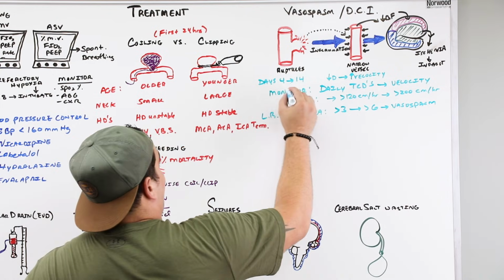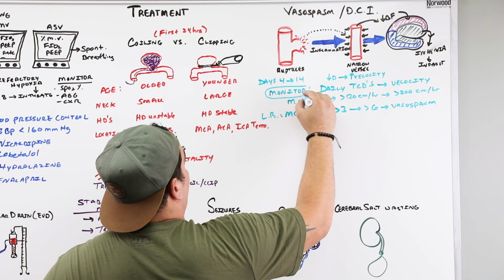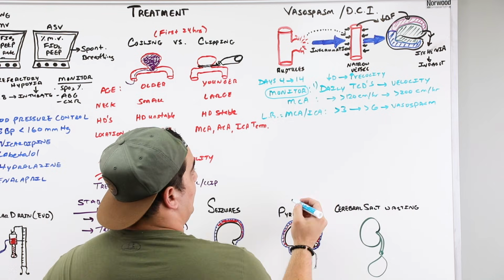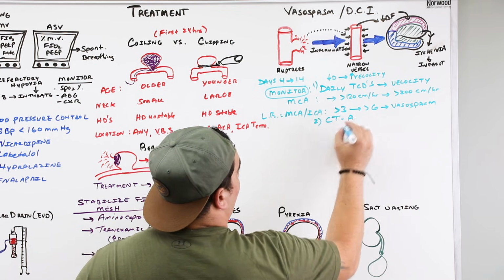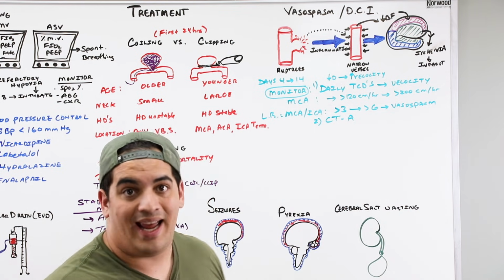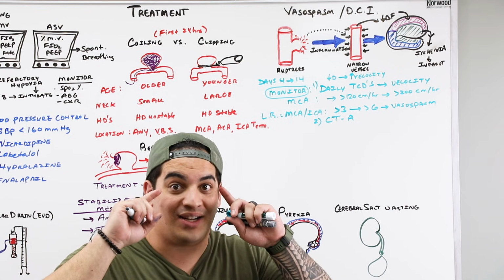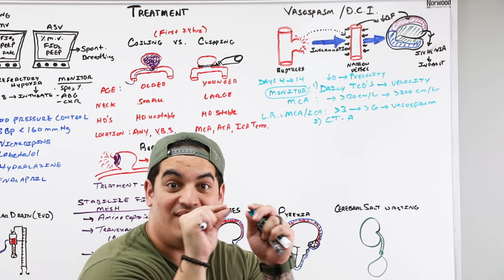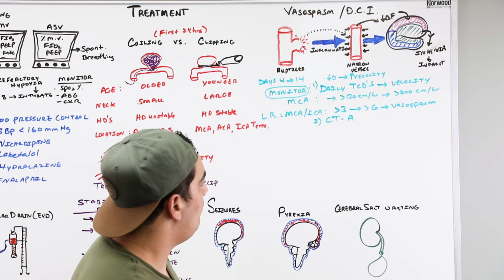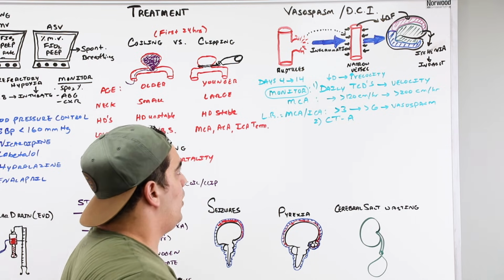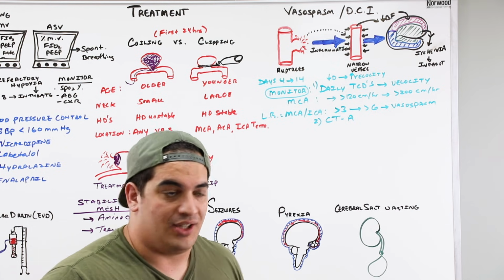The other ways that we can monitor, so that's one way. One way that we can monitor is through daily TCDs. The second way that we can monitor is what's called a CTA, where you literally push contrast through the vessels and look to see if the vessels are narrow at certain points within the circulation. That could be another way.